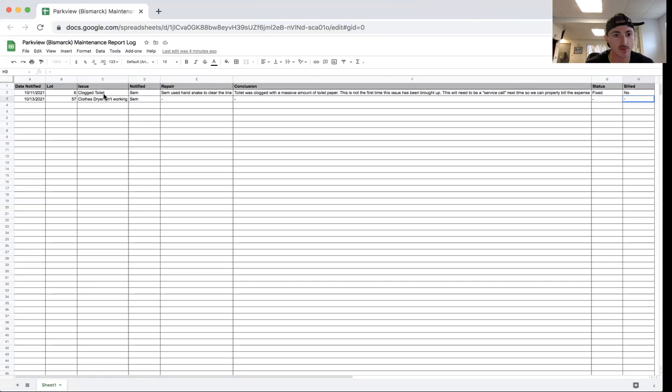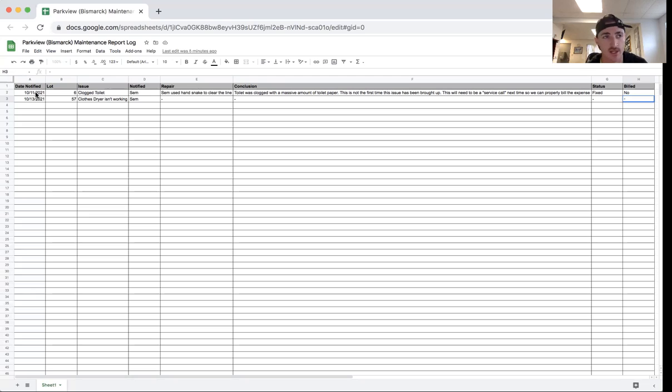Just using an example here, the first call that came in the other day, on October 11th, was from lot 6. They called about a clogged toilet. We immediately notified SEM. SEM went to the home, saw the issue, and was able to repair it with the hand snake that we have on site. SEM is our on-site repair guy, so he is our easy point of contact to reach out to for basic repairs and maintenance throughout the community. He was able to use the hand snake and cleared out the issue.